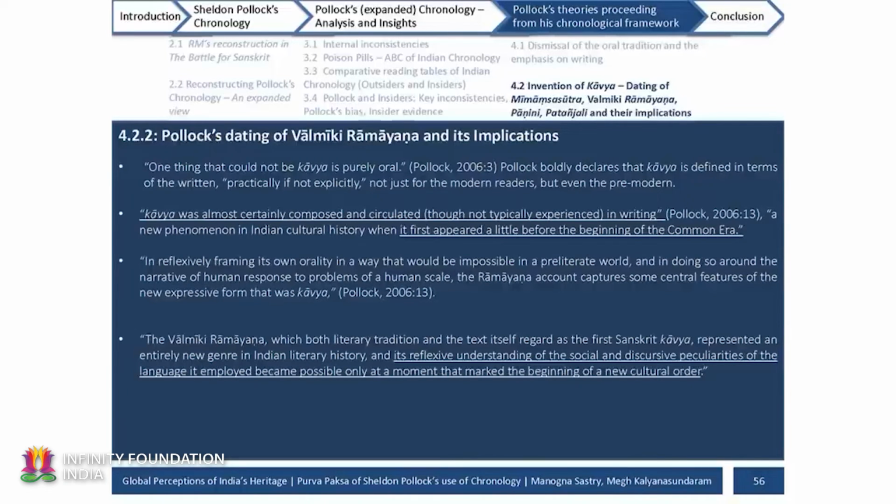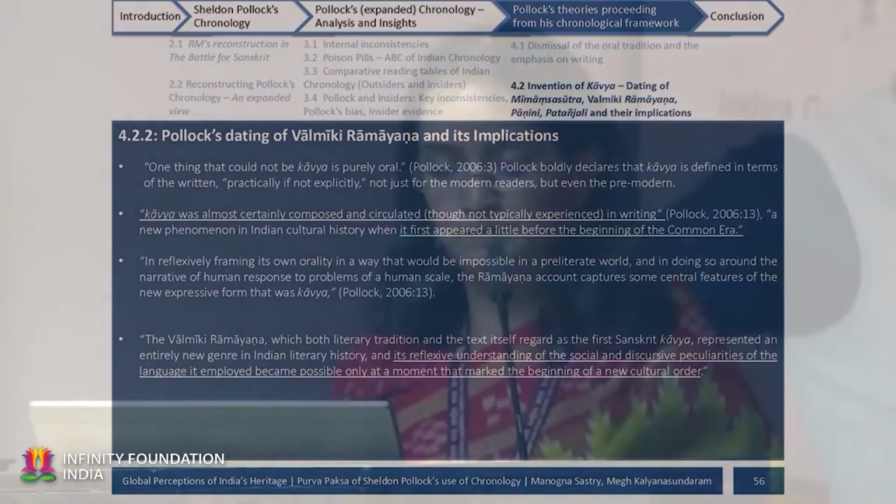Pollock startlingly, in fact, even remarks that this poem could not have possibly been composed in an earlier era. He believes that the reflexive understanding of the social and discursive peculiarities of the language it employed is only possible at a moment that marked the beginning of the new cultural order. And why is this significant? This is significant so that he can introduce the influence of Buddhism on even the Ramayana during the same epoch.